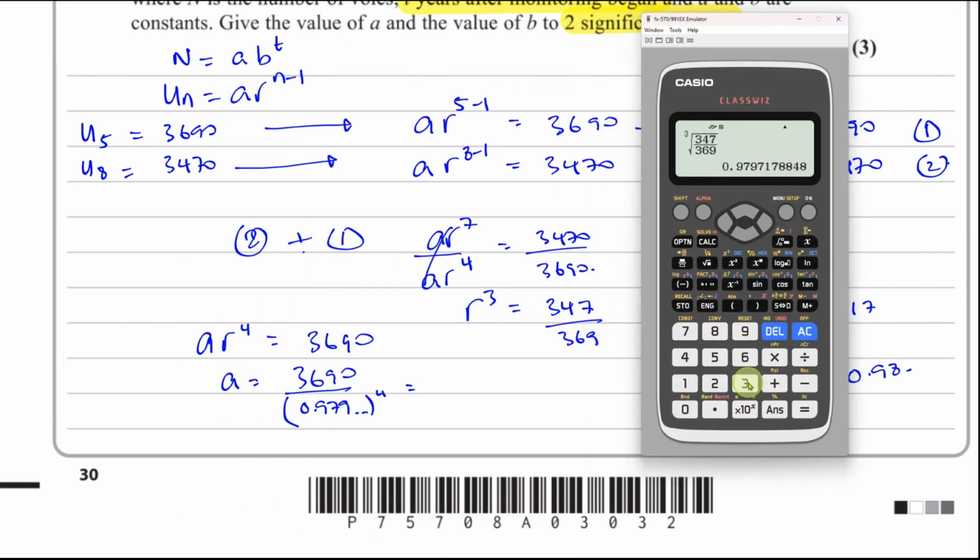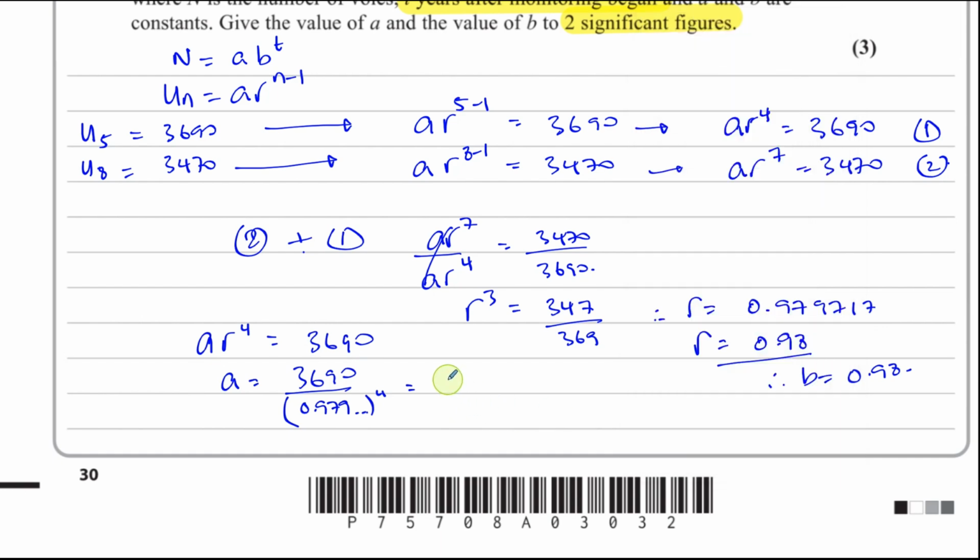And I could do 3690 divided by the last answer raised to the power of 4. And that gives me 4005.181, which to 2 SF is just 4000. So that's the value of a. So we can say in the form that they want, N is equal to a, which is 4000, times b, which is 0.98 to the power of T.